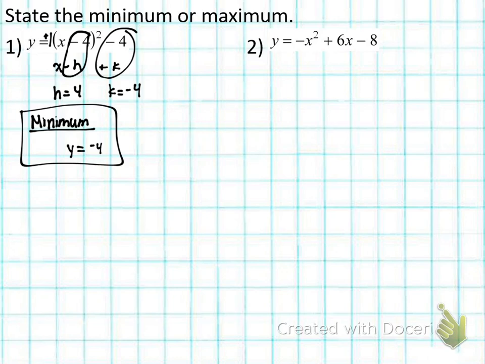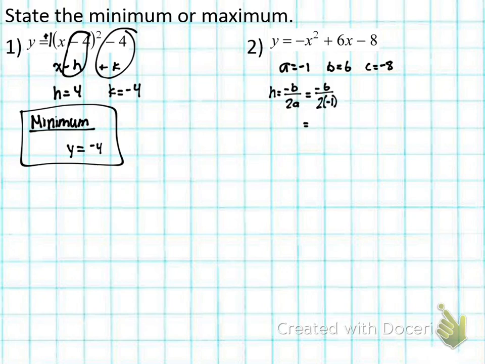Number 2 now, we don't know what H and K is, so we have to do what we did yesterday to find H and K. So A is equal to negative 1, B is equal to 6, C is equal to negative 8. So we start with finding H. H is equal to negative B over 2A. So we know B is equal to 6, so it's going to be negative 6 over 2 times negative 1.